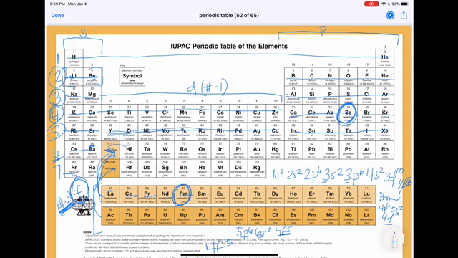Okay? And you saw how we did the row number minus 2 once we got to the f orbital. All right? Now, I know that was a lot. If you have questions today, bombard me. Okay? You have 2 to practice right now.